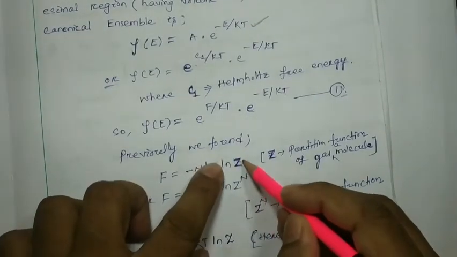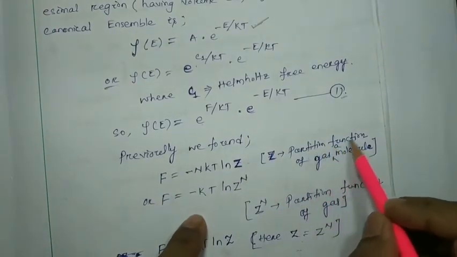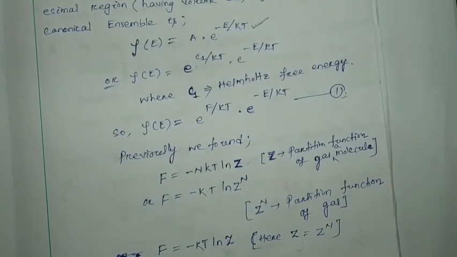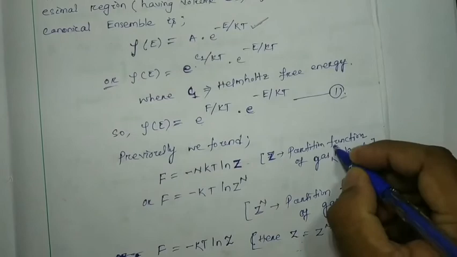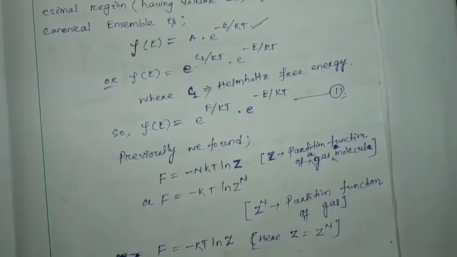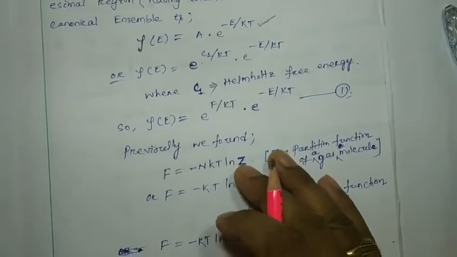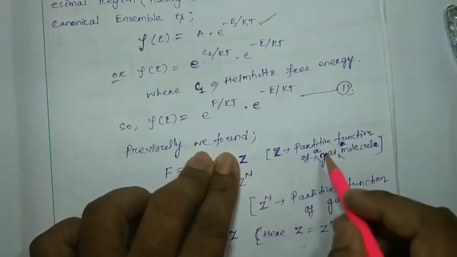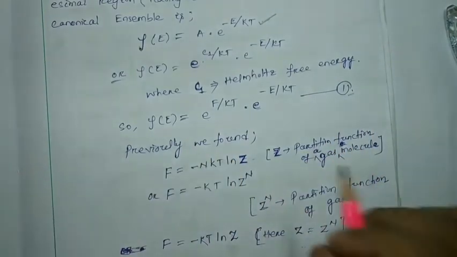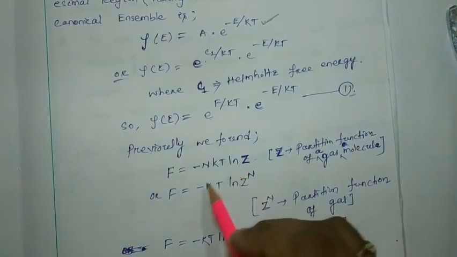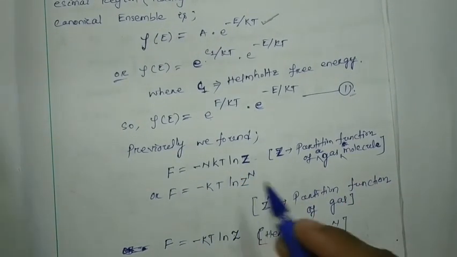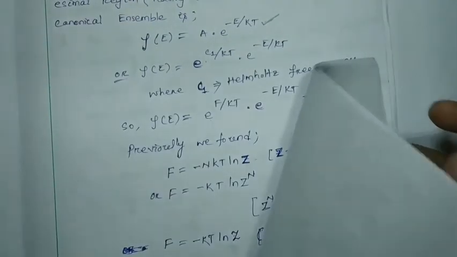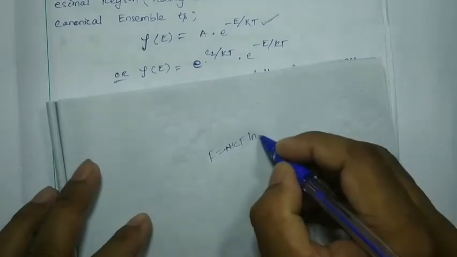Here this z is called the partition function of a gas molecule. Here I wrote it mistakenly, of a gas molecule. Carefully you have to watch now. This z is called the partition function of one gas molecule, and this expression can be written in this way: f equals minus kT ln z to the power N, f equals minus NkT ln z.